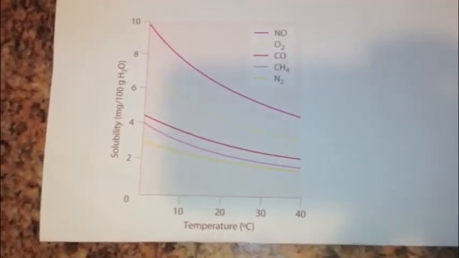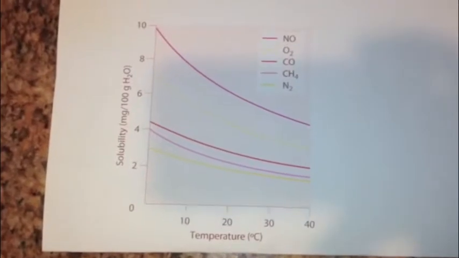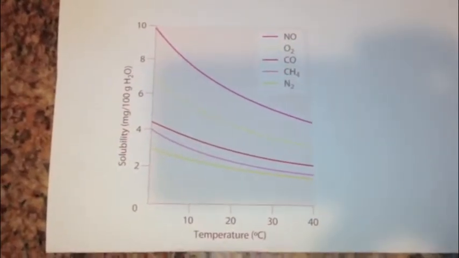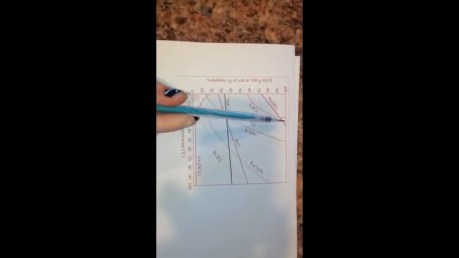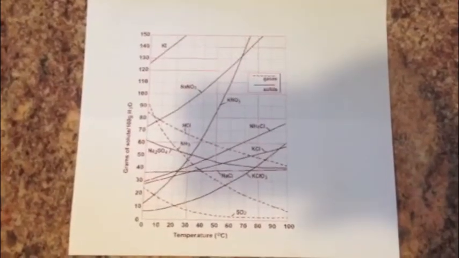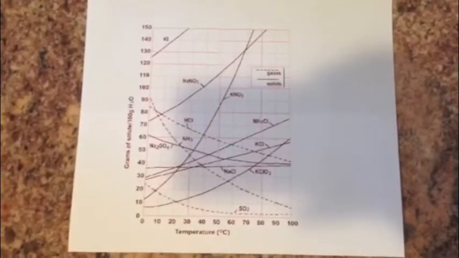In gases, as temperature increases, solubility decreases, like NO. The solid calcium chloride, or the salt that's melting the snow outside, increases in solubility as the temperature increases. This graph shows both gases and solids.